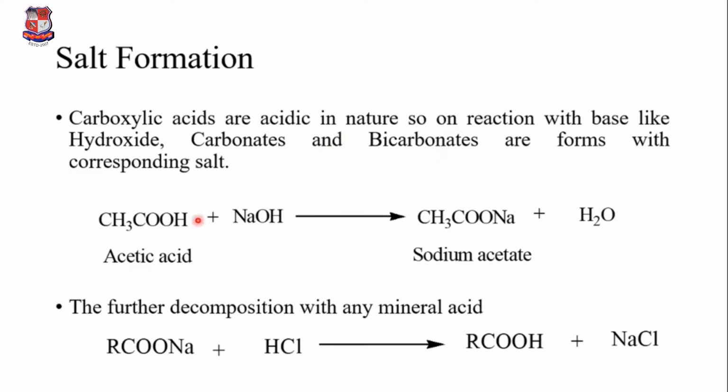Here we take acetic acid reacting with sodium hydroxide, a strong base, making sodium acetate. So H is removed here and one OH group is removed here. The Na group is attached to the C double O group. So here we make sodium acetate plus one H2O, one water molecule, which is removed.